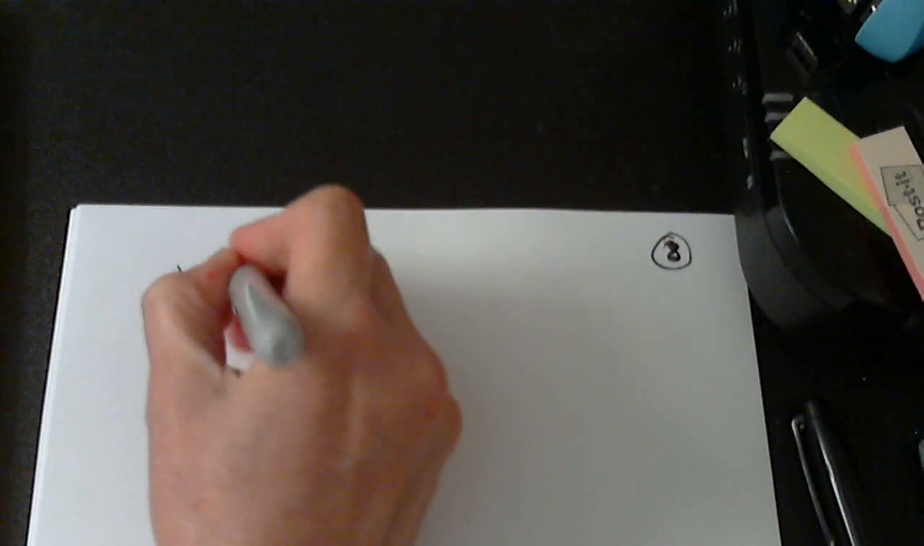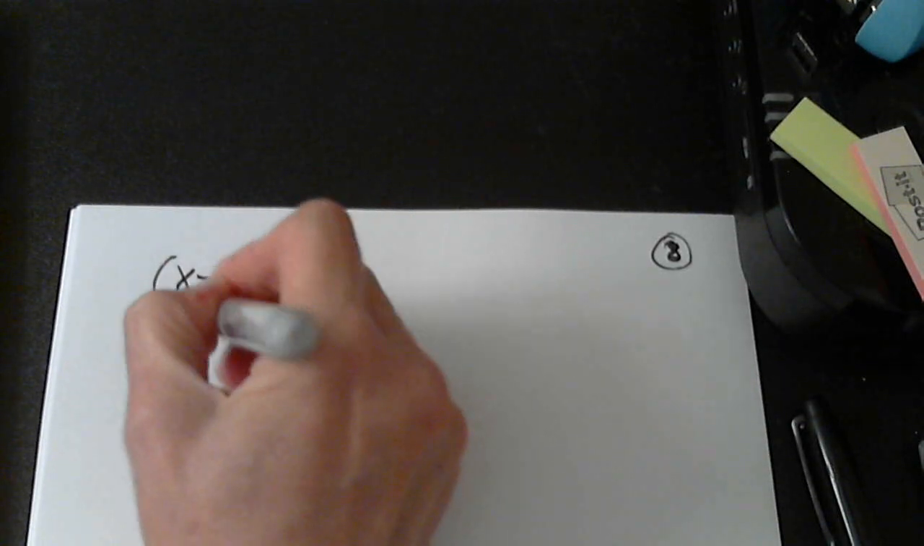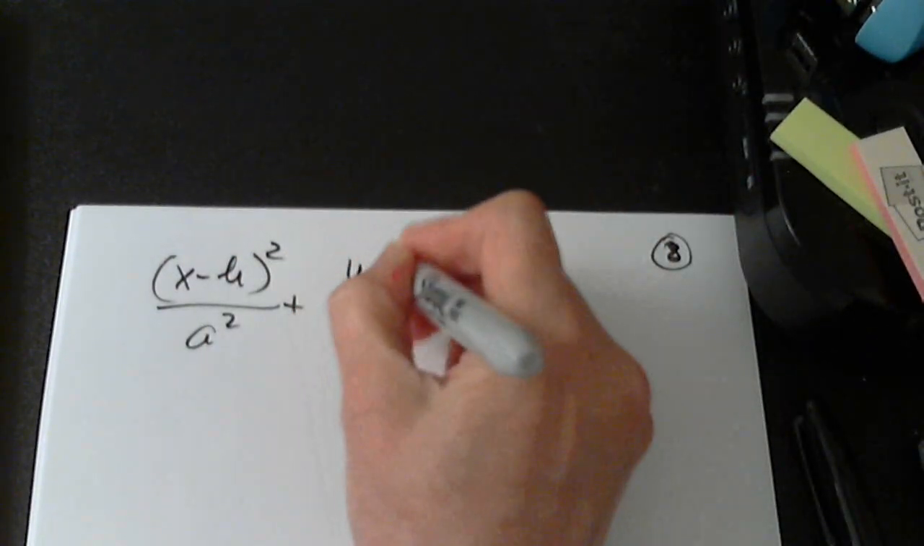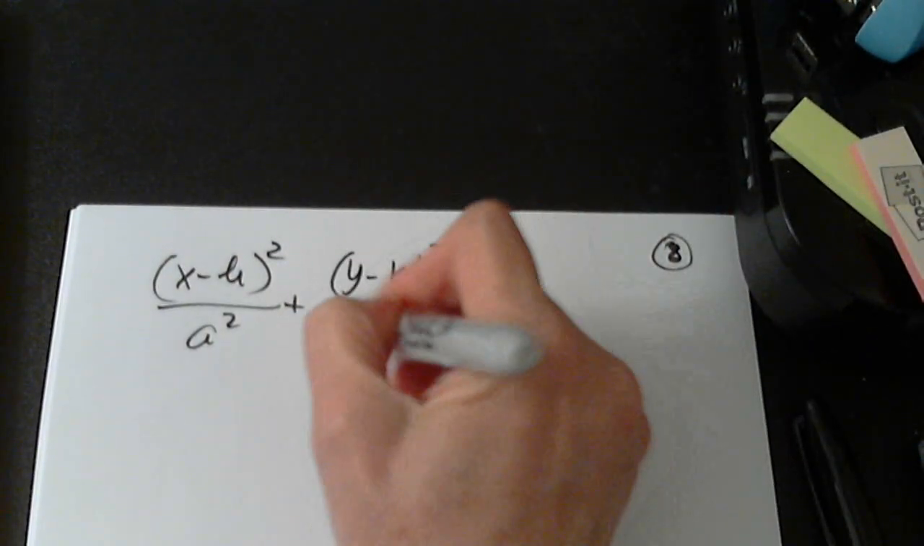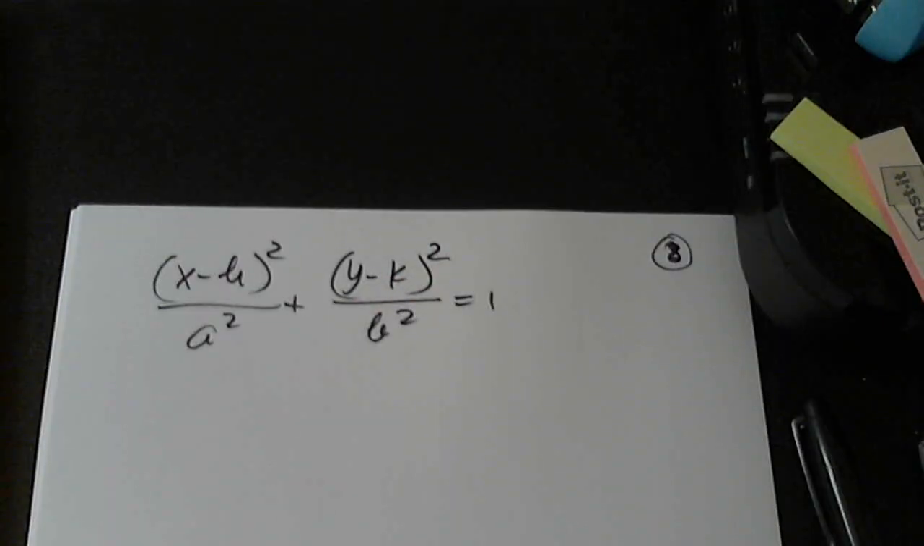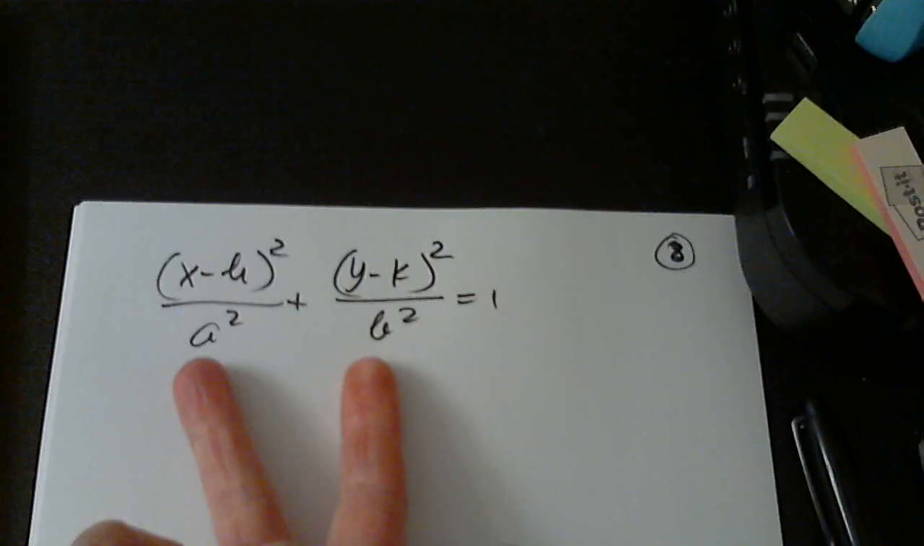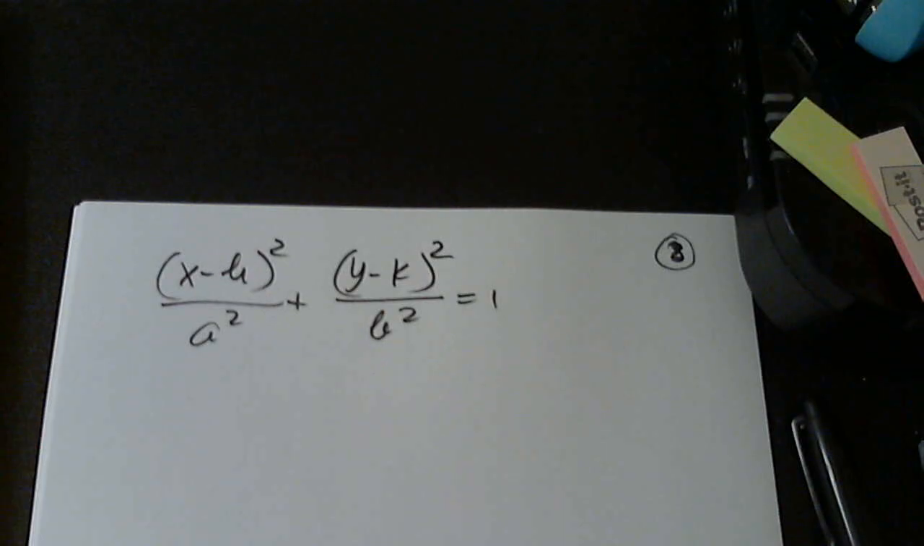Of course, the equation is (x minus h) squared over a squared plus (y minus k) squared over b squared equals 1, or these reversed if the major axis is vertical. Okay, so which of these two would you like to work on? 40 or 42, please choose.